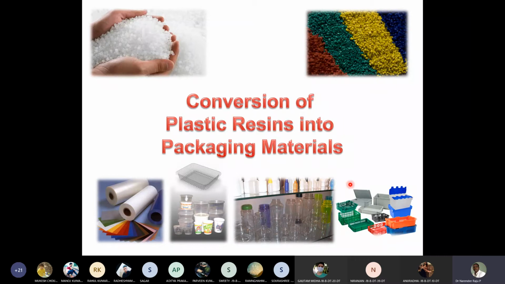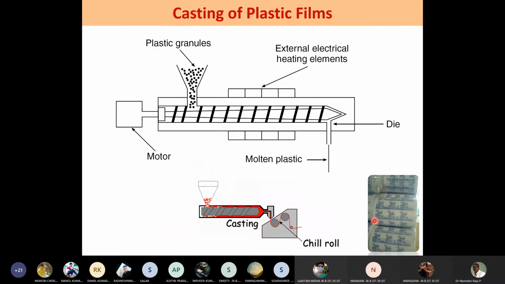And the last important technique is injection molding of plastic. When these materials are subjected to injection molding, you end up with items like the crates used in the dairy industry, fruits and vegetables, combs, soap trays, etc. The examples I've given earlier. These are all the different materials that get converted, and depending on the conversion technique, the end product will change.